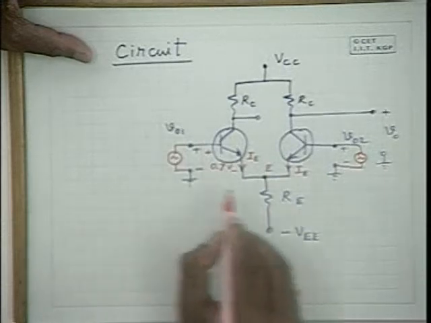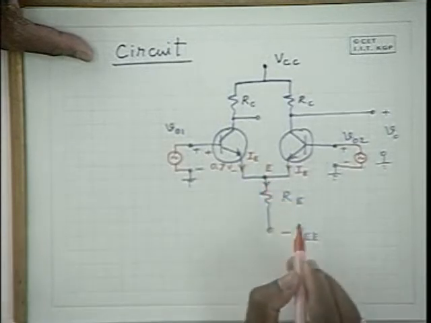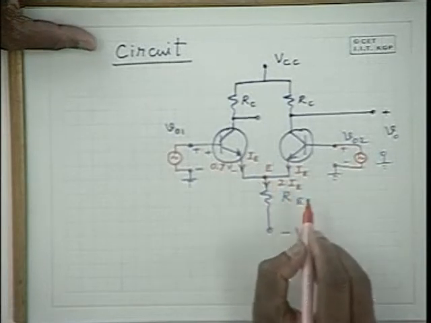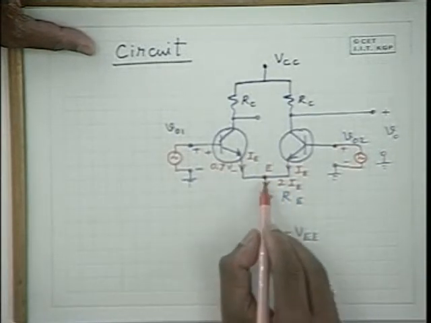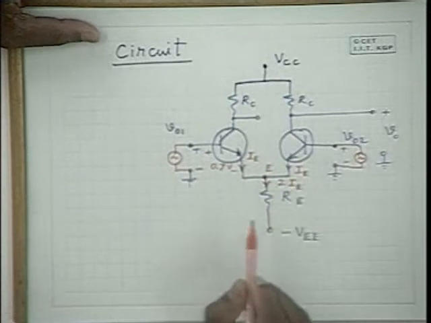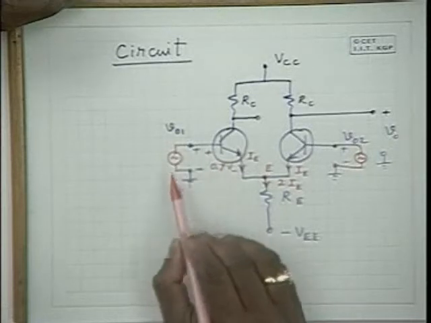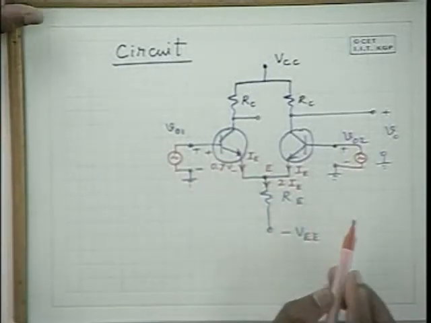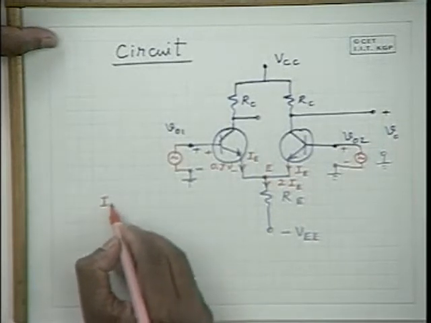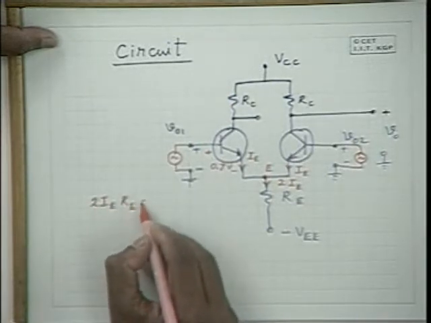and if IE flows through this and IE flows through this, what is the current flowing through RE? It's naturally 2IE. Or if the current flowing through RE is called IE, then this current is IE by 2 and this is also IE by 2. Now with this kind of biasing arrangement, how much of IE flows? 2IE in this example, 2IE into RE is equal to how much?